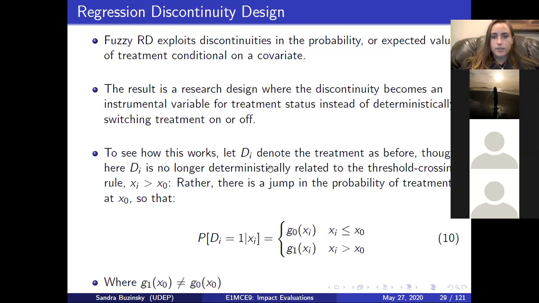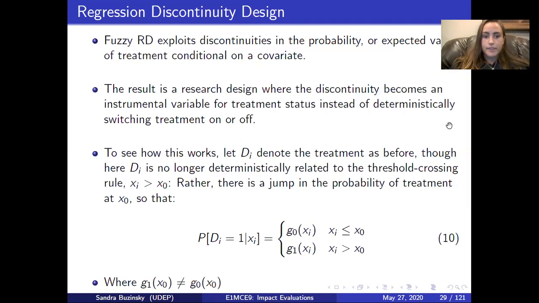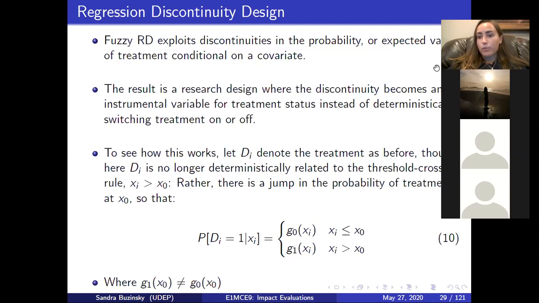Okay, so let's let D_i denote the treatment, same as before. Though here D_i is no longer deterministically related to the threshold crossing rule. Remember we said before that when x_i is greater than x_0, we know for sure that D_i equals 1, and then the other way would be D_i equals 0. But this time we don't know, it's going to be some probability.